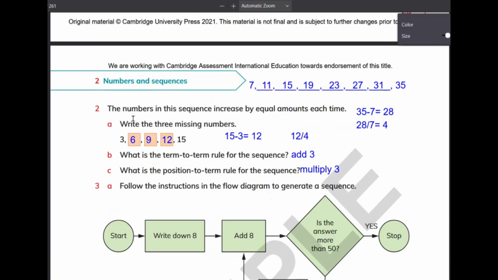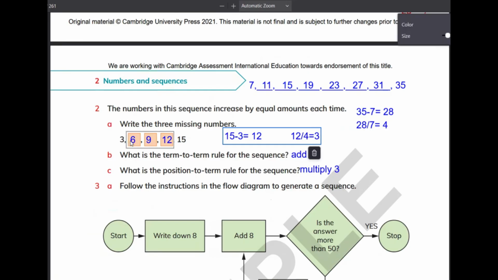Let's go to this one. They say the numbers in the sequence increase by an equal amount each time. Write the 3 missing numbers. What you need to do is the last term minus the first term. 15 minus 3 is equal to 12. How many terms are missing? There are 3 terms missing. That means you're going to divide by 4. 12 divided by 4 is equal to 3. When you say 12 divided by 4 is equal to 3, that means every time you add 3.